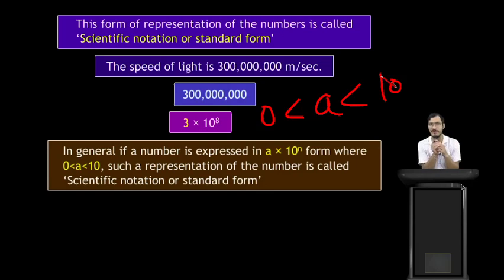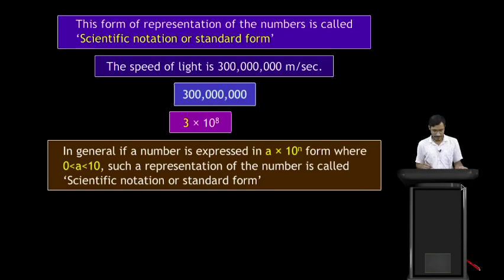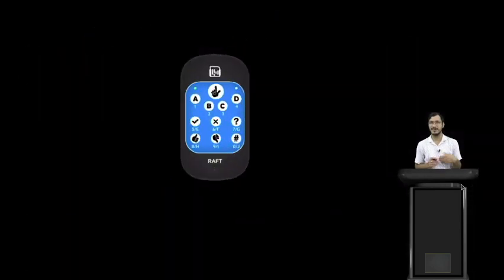Remember always, the value of a is between 0 to 10. Such a representation of the number is called scientific notation or standard form. You can see here the value of a is 3. So remember always the value of a is between 0 to 10, and that is the scientific notation, or we can say standard form.